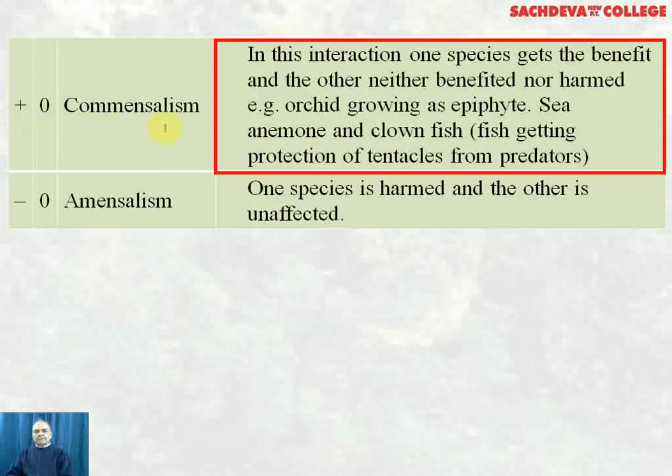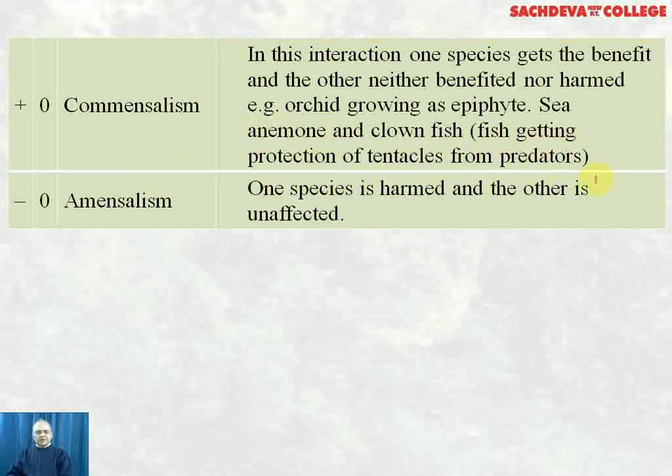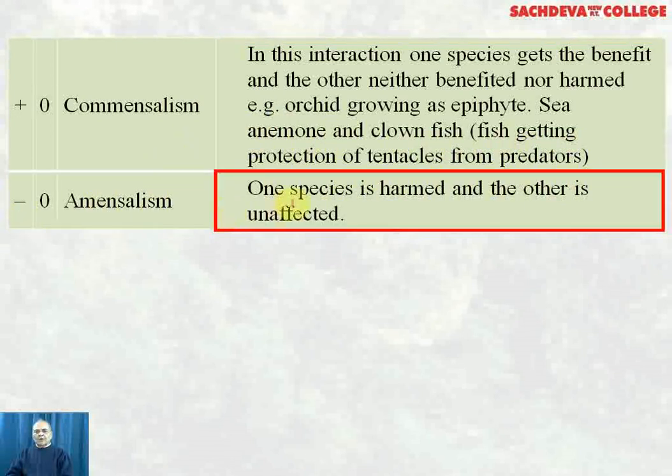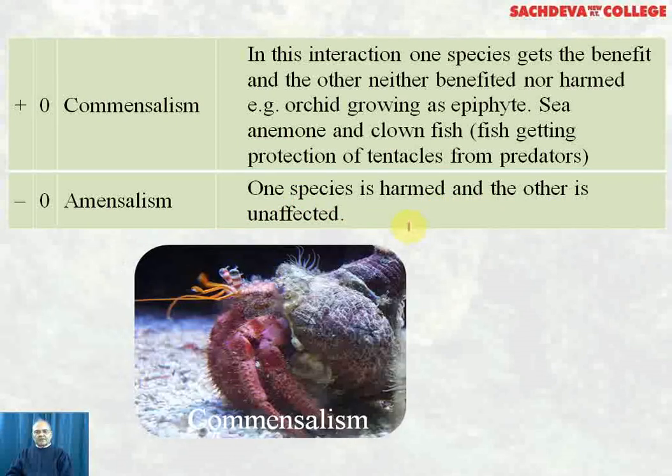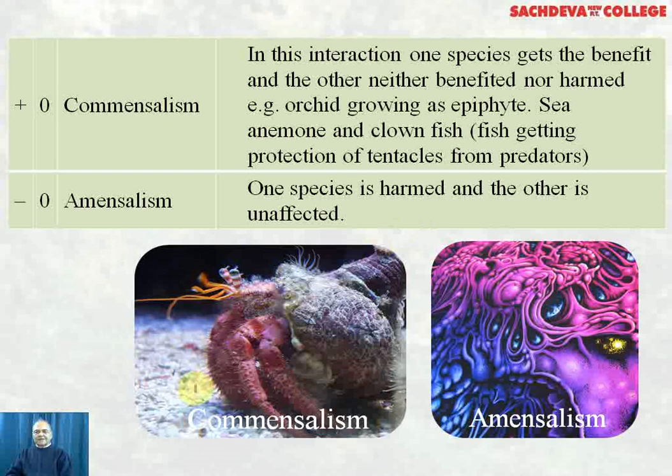Commensalism. In this interaction, one species gets the benefit and the other is neither benefited nor harmed. For example, an orchid growing as an epiphyte is growing just for the sake of shelter, deriving nothing from the host. Sea anemone and clownfish, the fish getting protection of the tentacles from predators. And amensalism, where one species is harmed and the other is unaffected.